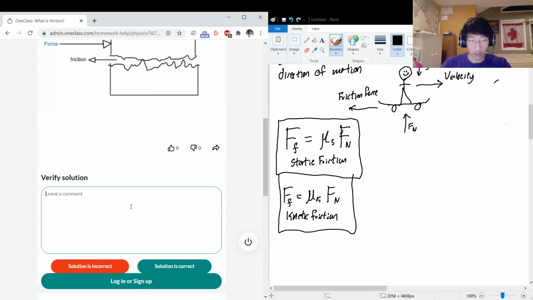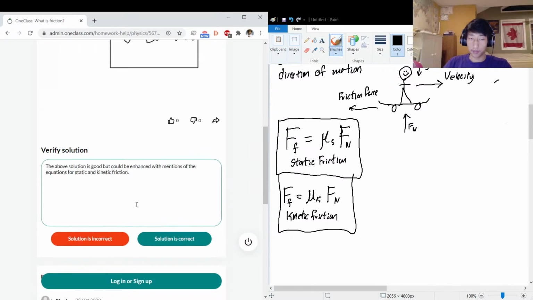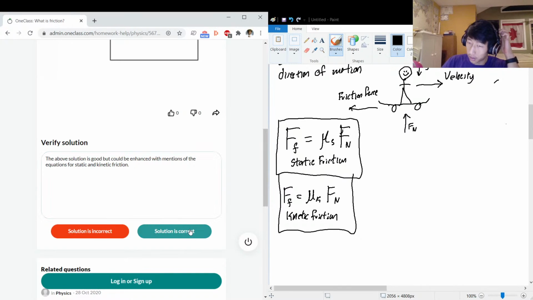The above solution is good, but could be enhanced with mentions of the equations for static and kinetic friction. Okay. Yeah. Solution is good.